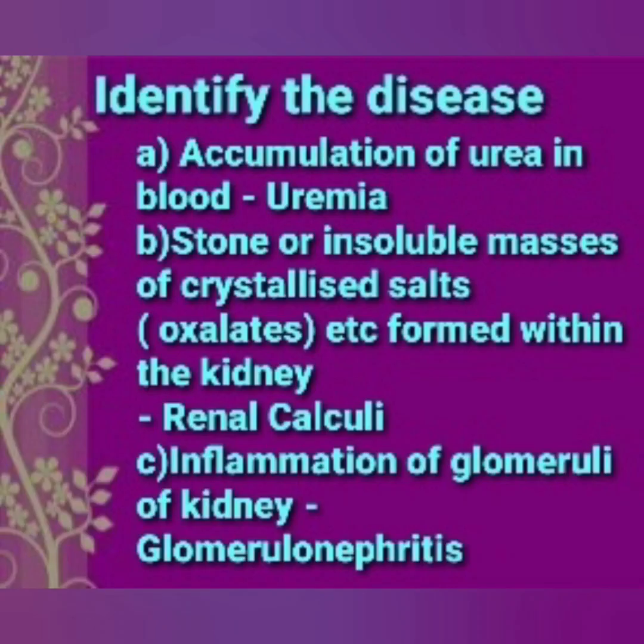Now identify the disease. Accumulation of urea in blood, the answer is uremia. Now stone or insoluble masses of crystallized salts, oxalates, etc. formed within the kidney, the answer is renal calculi. Third one, inflammation of glomeruli of kidney. The answer is glomerulonephritis. It is an important question, learn well.